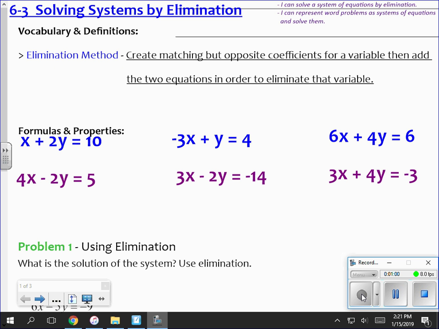I think it's easier. I like elimination, I really do. It works very well. It's easier than substitution. There are times when substitution is easier, like the problems you just had on your quiz. Substitution would work better for that than elimination, but a lot of times elimination works really well.